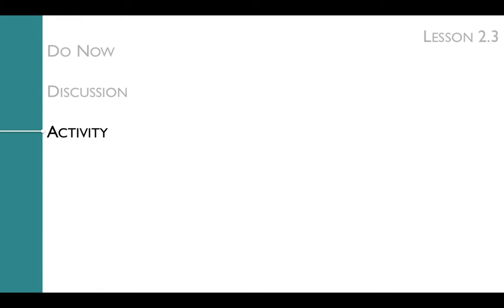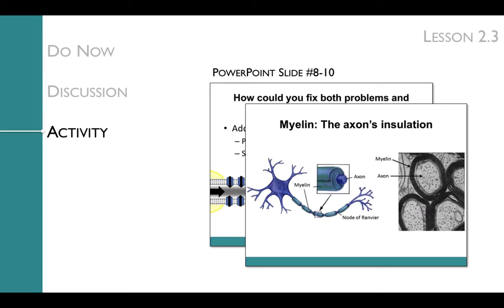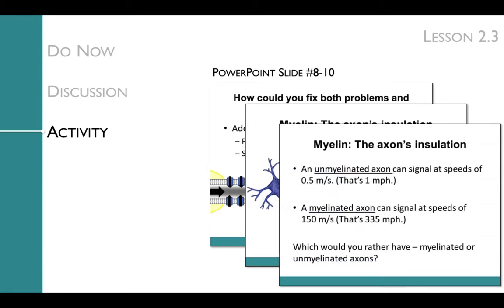After discussing the student solutions, you'll use slides 8 through 10 to introduce the biological solution, myelin. First by showing that myelin solves both problems. It prevents leakiness and it saves energy. Then by showing how myelin wraps around our axons. And finally by showing how much myelin can increase the speed of neuronal signaling.